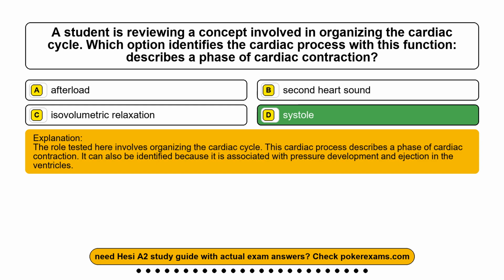The role tested here involves organizing the cardiac cycle. This cardiac process describes a phase of cardiac contraction. It can also be identified because it is associated with pressure development and ejection in the ventricles.